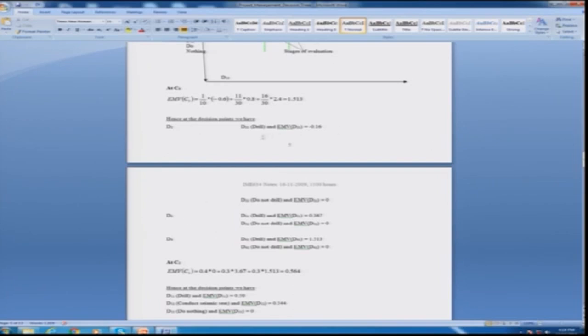So, at D2 it is negative, hence do nothing. At D3 positive, drill; D4 positive, drill. What are the values? At D2 it was negative, hence compared with 0 it is 0. At D3 it was positive 0.367, hence the value is 0.367, and at D4 it is 1.513, hence it is 1.513.